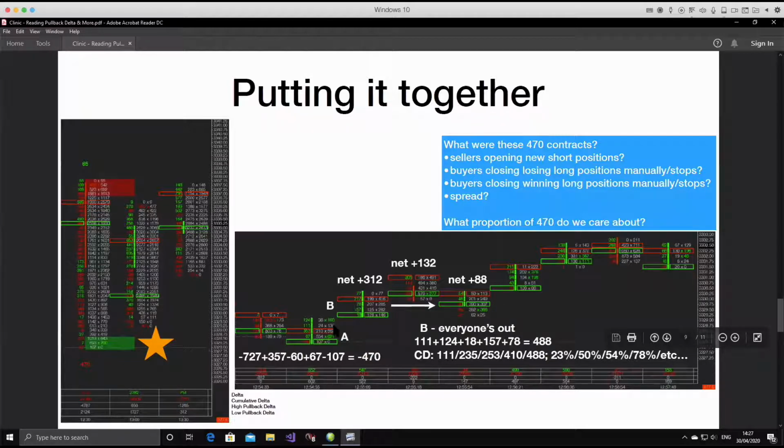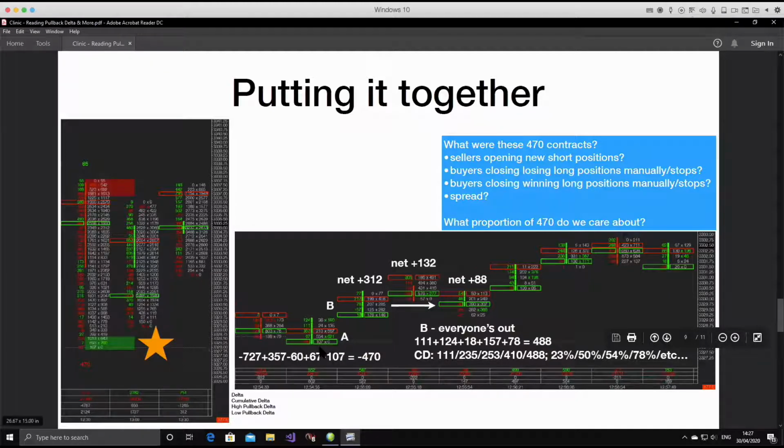So let's read and add the deltas together as we move away from this area. First price level away from this area is here, 111 contracts, positive. Next price level, 124 contracts, positive. Next price level 18, positive, 157, 78, etc. You get the idea. I'm now starting to track how many contracts are trading outside of this area which I've analyzed at the bottom.